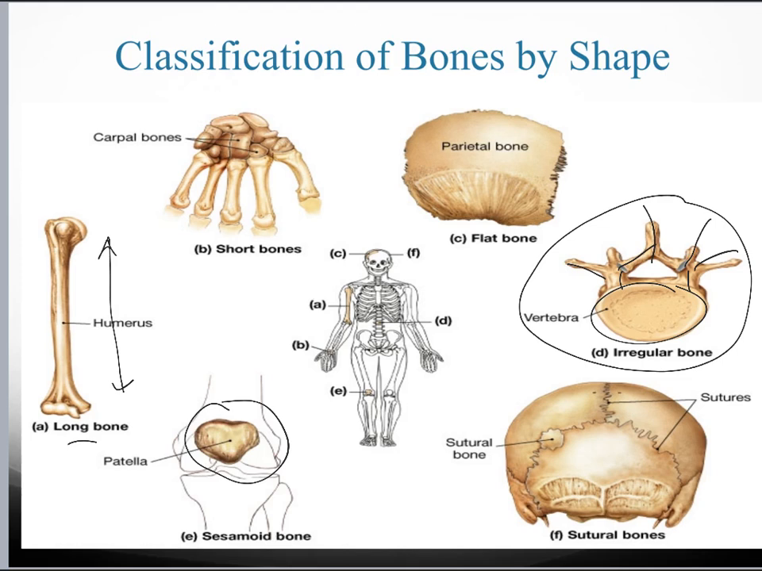So irregular shaped bone. And then again, we go back to the cranial bones and we see all these zipper-like structures, these sutures that connect all these flat bones, so sutural bones.